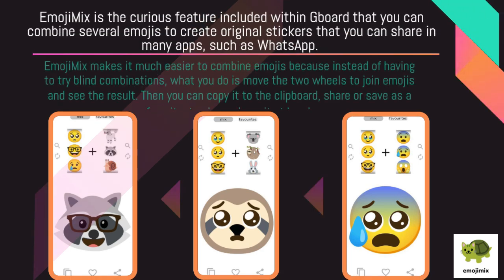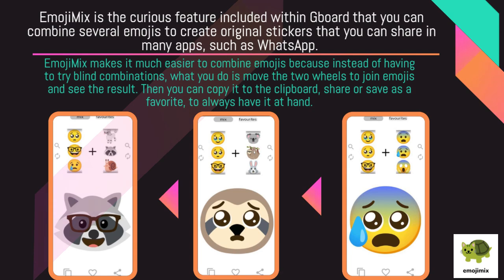EmojiMix is the curious feature included within Gboard that lets you combine several emojis to create original stickers that you can share in many apps, such as WhatsApp. EmojiMix makes it easier to combine emojis because instead of having to try blind combinations, you move the two wheels to join emojis and see the result. Then you can copy it to the clipboard, share it, or save it as a favorite, to always have it at hand.